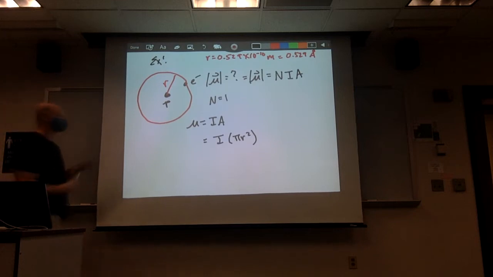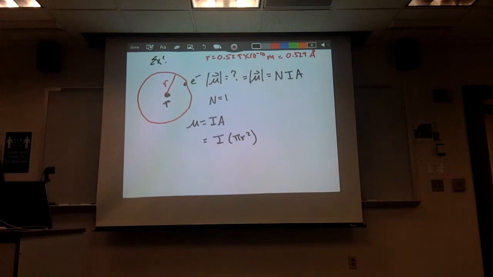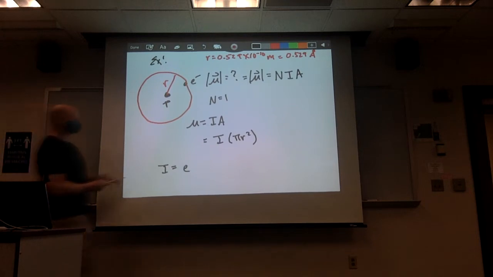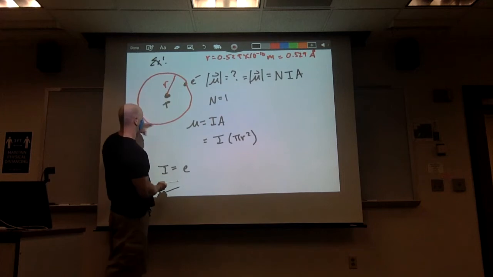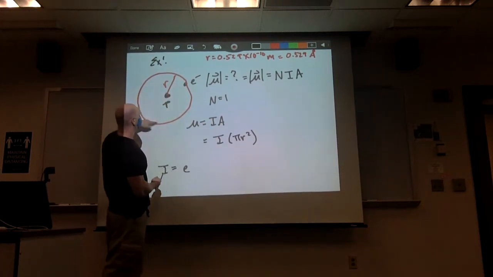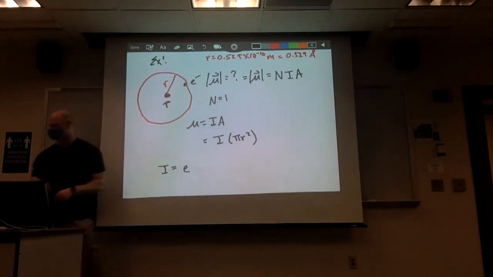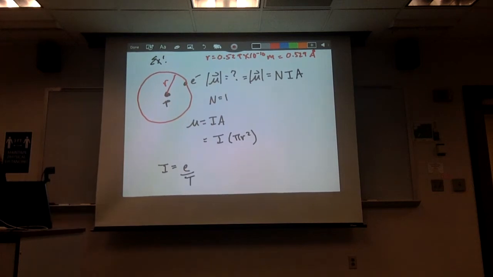All I have to do now is determine what the current is. Remember, current by definition is the change in charge divided by the change in time. So the current is equal to the change in charge, which in this case is simply the charge of the electron, because that's the only thing going around. The change in time is the amount of time it takes to go from this point all the way around back to this point. But how much time is that by definition? That's a period. So this is equal to the charge of the electron divided by the period. The next question is, what is the period?